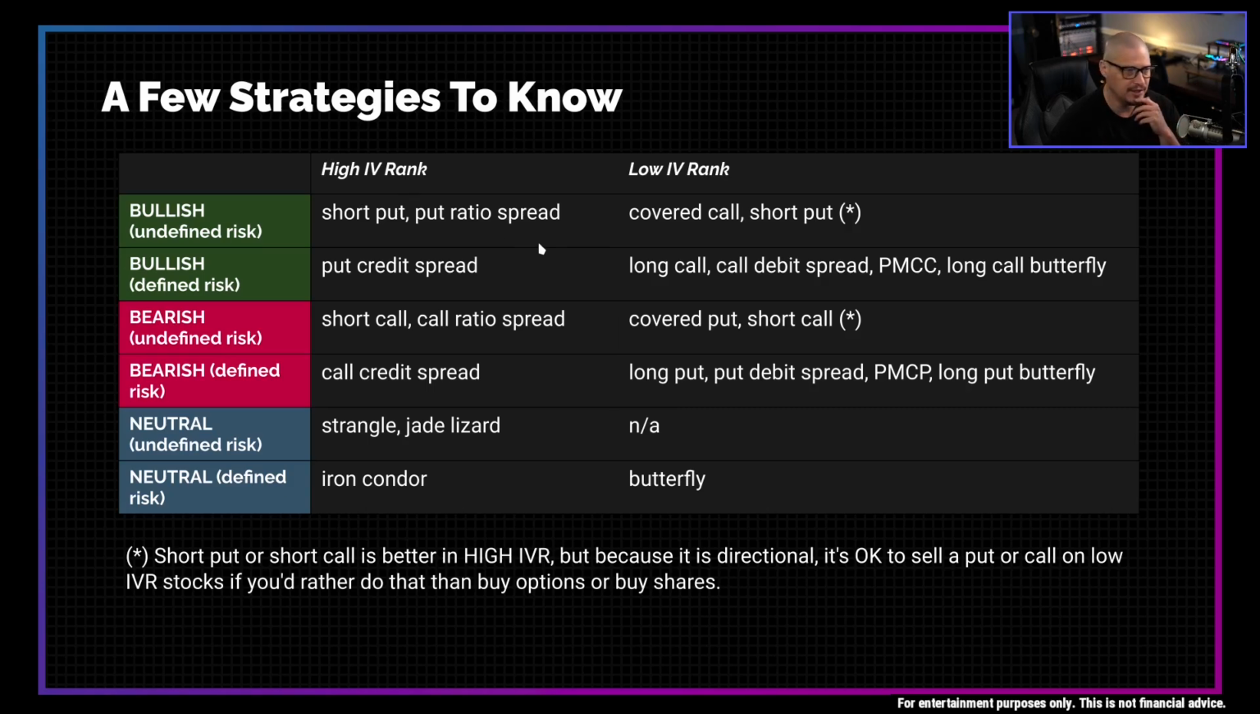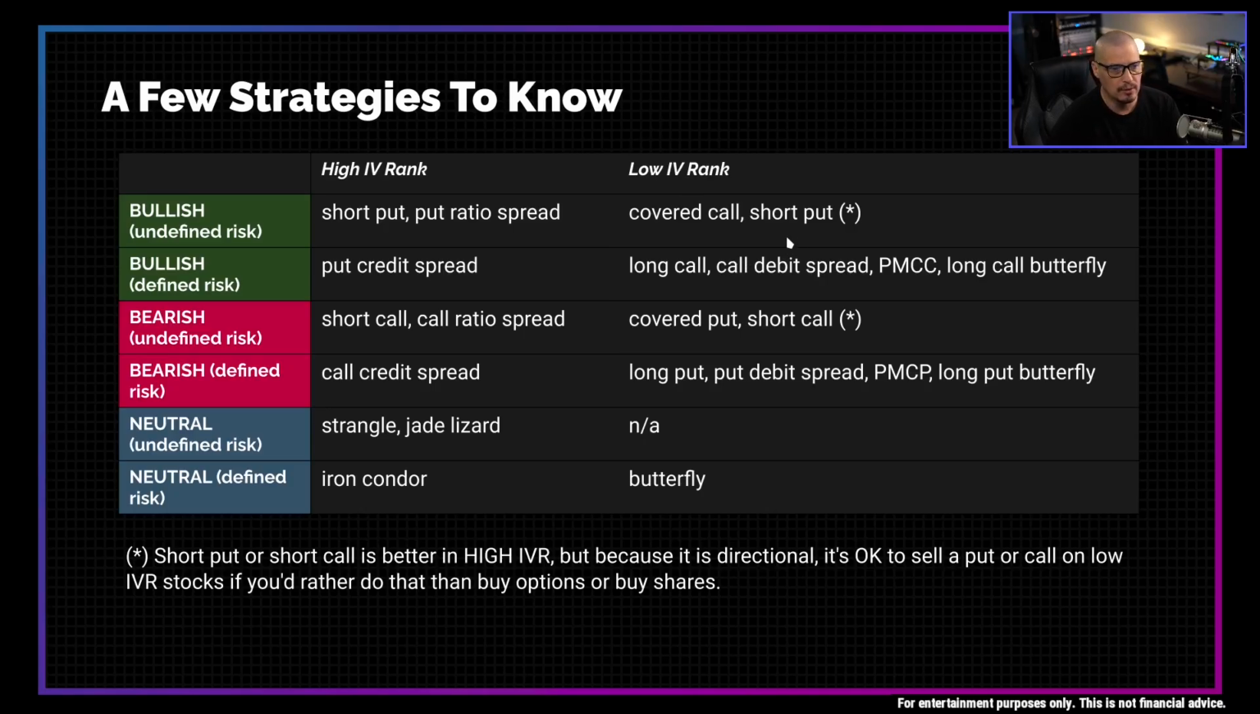Any short option strategy, so anything you sell, anything that you receive a credit for, typically you want high IV rank. Now, what happens if you have a stock that's got low IV rank, but you want to put on a bullish trade and maybe you would like to do undefined risk? Well, covered calls work pretty good in that situation because covered calls involve 100 shares of stock plus a short call against it, right? So the shares are not affected by volatility at all. Implied volatility rank has nothing to do with your stock position. So therefore, a covered call is not a bad plan for something that's got low IVR.